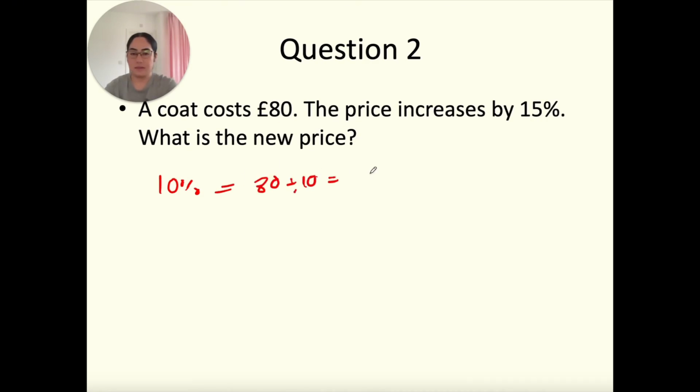80 divided by 10 gives us the 10%, which is £8. Then we're going to half that to get to our 5%. 10 divided by 2 gives us 5. 8 divided by 2 gives us 4. So for 15%, we add these two and we add our two numbers, which is equal to £12. So the price increases by £12.